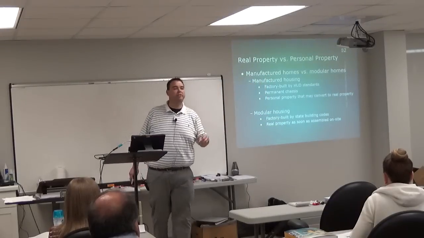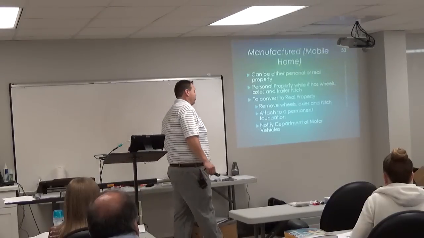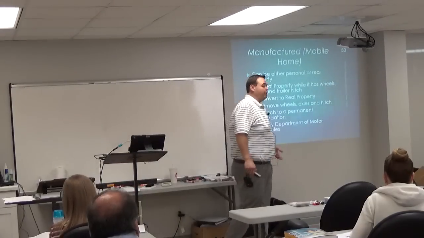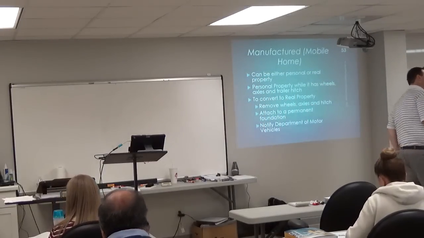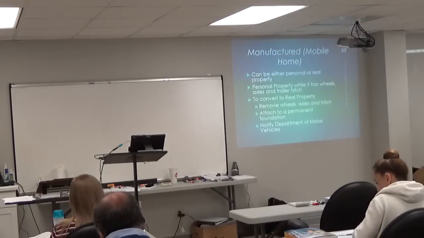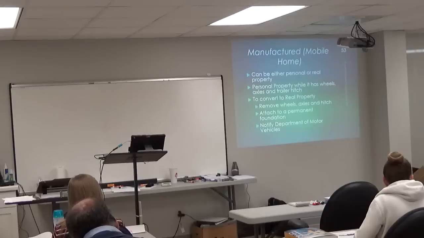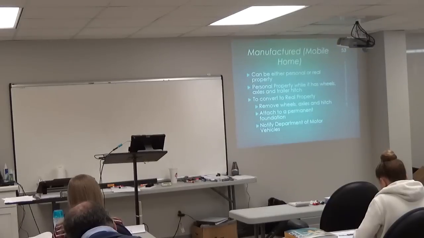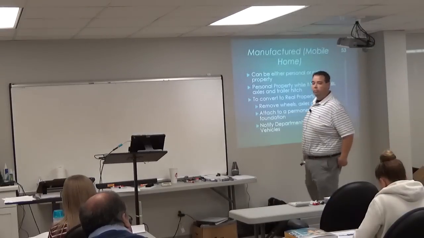But with modular homes, they are fixtures, whereas manufactured homes are not. Now let's talk about converting that manufactured home from personal property into real property. If you want to convert that manufactured home from personal property into real property, three things. The most important of which is put it on a permanent foundation. So it needs to be put on a permanent foundation. You need to remove the wheels and axles and the towing hitch from the front. And then you need to turn the title in with the Department of Motor Vehicles.